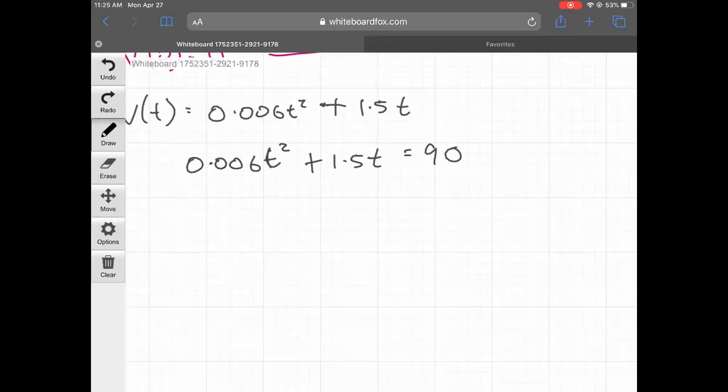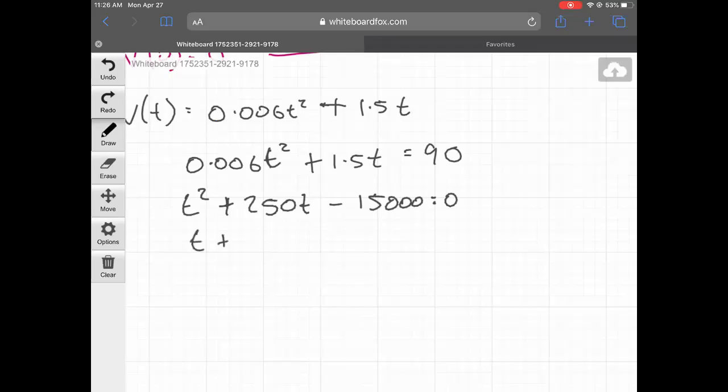So to factor this, I would multiply or divide everything by 0.006 to get, I guess, t squared plus 250t, and I would take the 90 on the other side and divide it by 0.006, which would be 15,000. Okay, and then I would try and factor that and solve it.